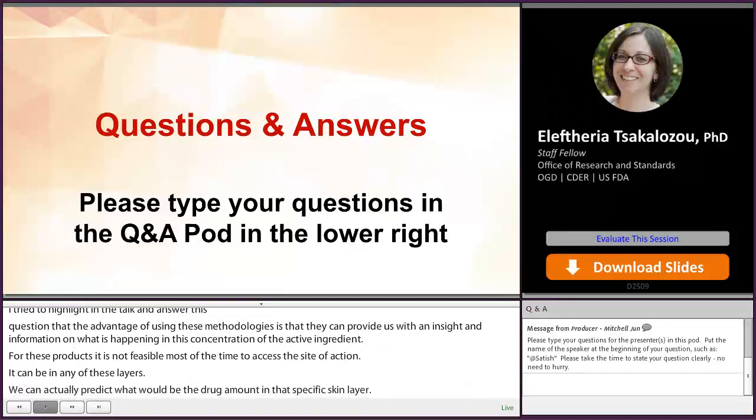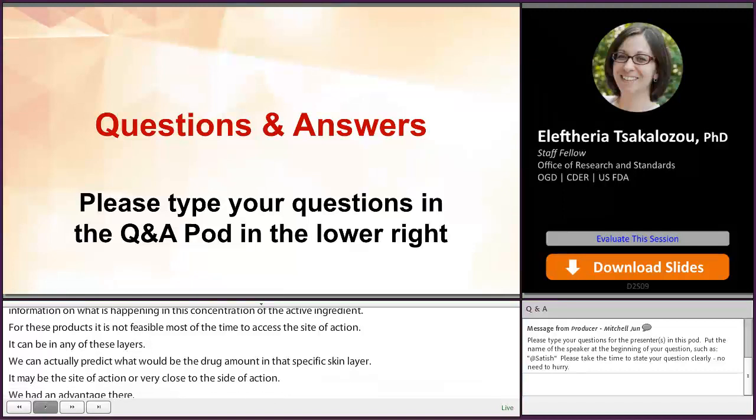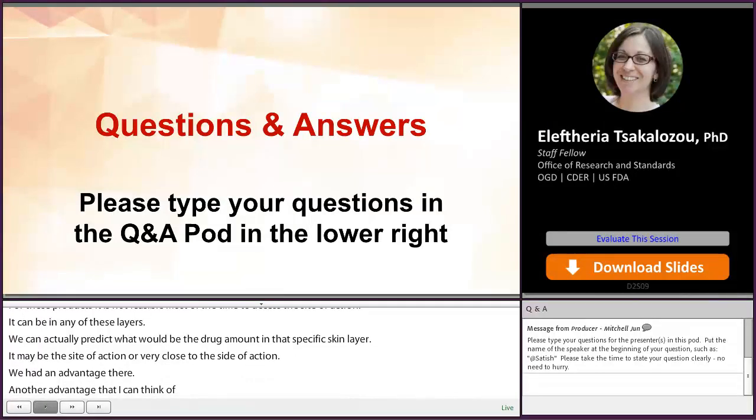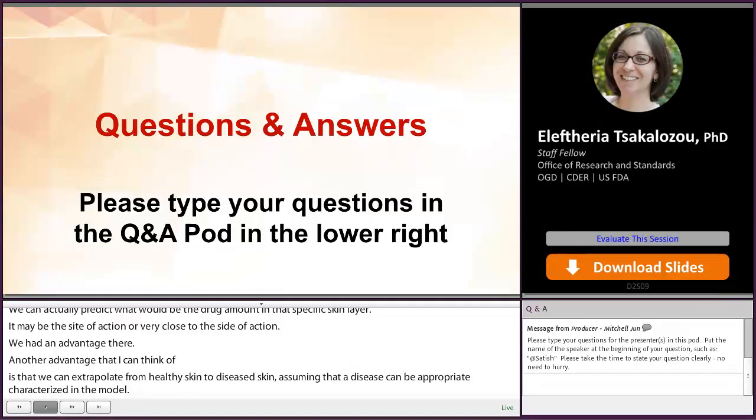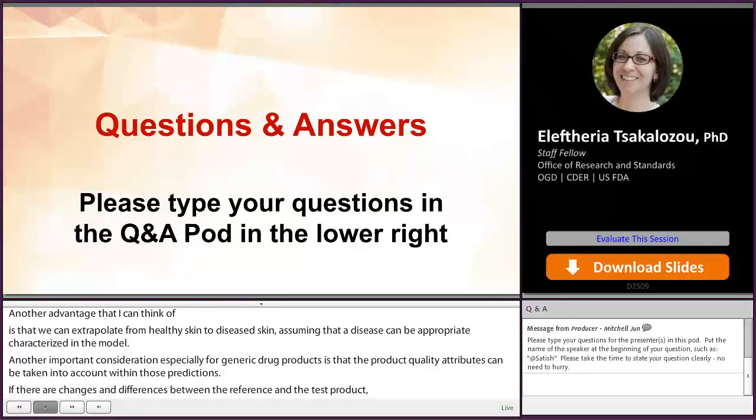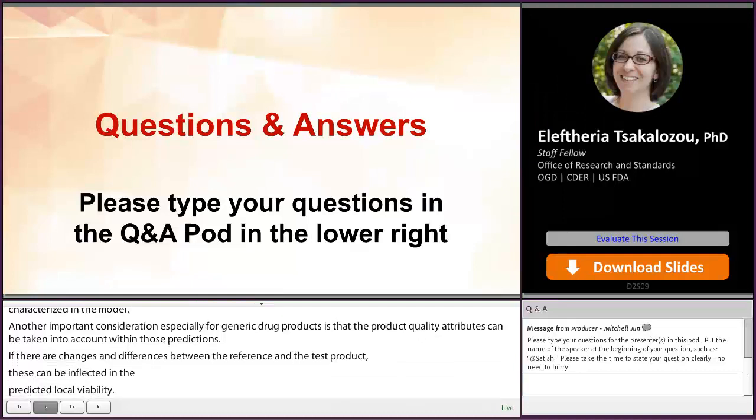Another advantage that I can think of is that we can extrapolate our predictions from healthy skin to diseased skin, assuming that a disease can be properly characterized in the model. And another important consideration, especially for generic drug products, is that the product quality attributes can be taken into account within those predictions. So if there are differences between the reference and the test product, these can be reflected in the predicted local bioavailability, and the quantitative character of PBPK modeling allows us to understand what is the magnitude of these differences and assess that within the bioequivalence context.